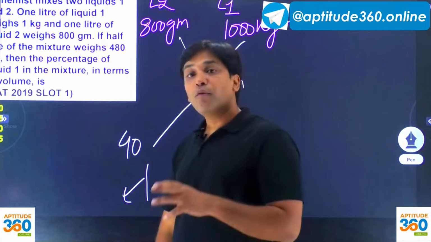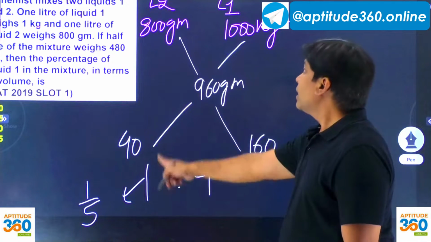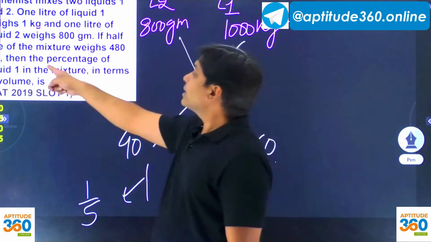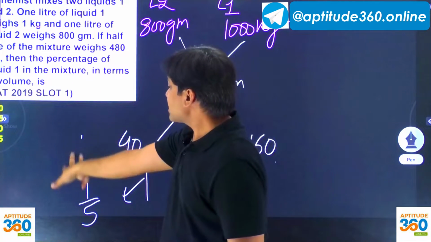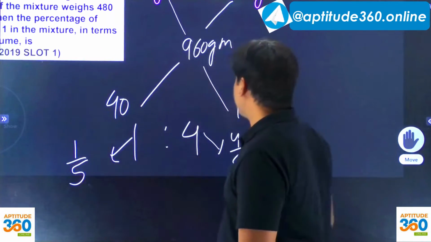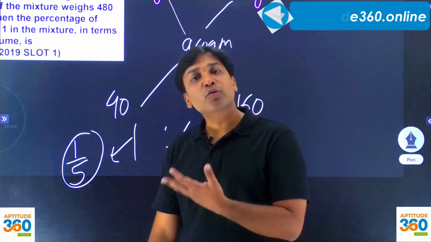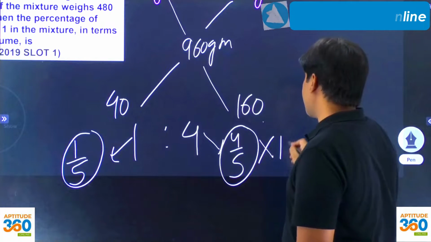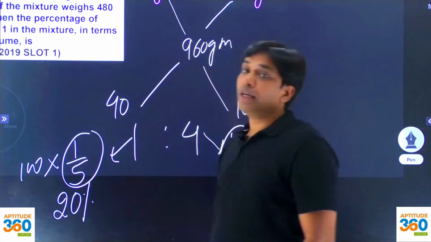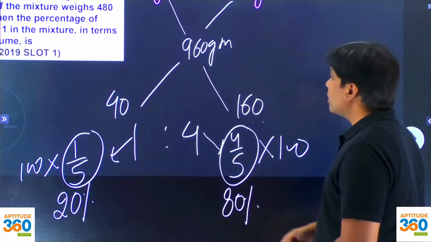in the mixture of 1 liter, 1/5 will have to be liquid 2 and 4/5 will have to be liquid 1. And what is that they are asking you? Then the percentage of liquid 1 in the mixture. It is 4/5 and it is 1/5. What do you think is going to be the percentage of, percentage कैसे निकालते हैं, 100 से मल्टीप्लाई करके, यही है ना भाई. So 20% is going to be liquid 2 and 80% is going to be liquid 1.